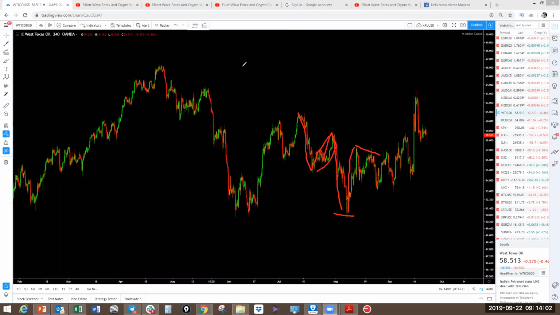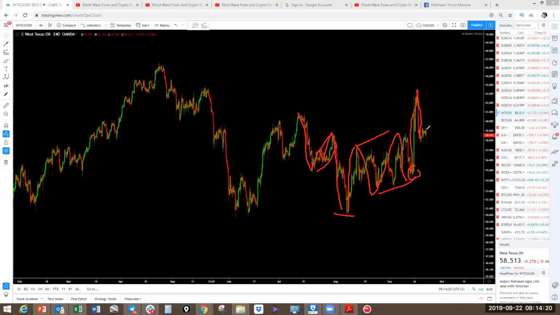Let's mark that corrective structure clearly. We got this as a running flat here, like this. So this was why I was skeptical that it may go down, because this looked very corrective and looked downside here. But after the news, this is what you got. Pushed up higher as expected.